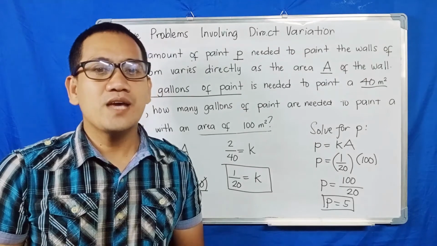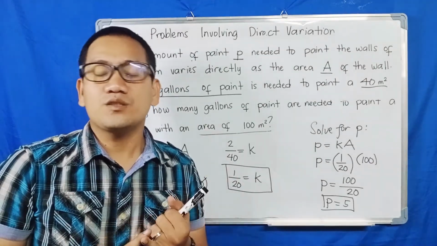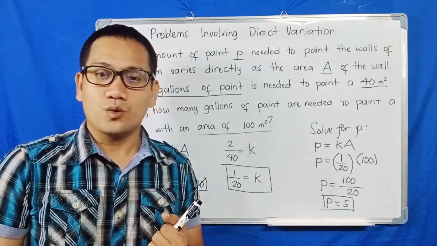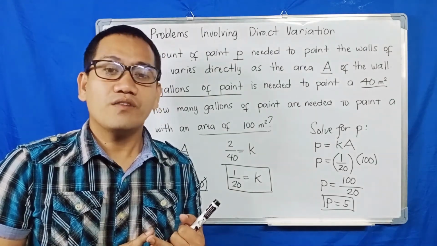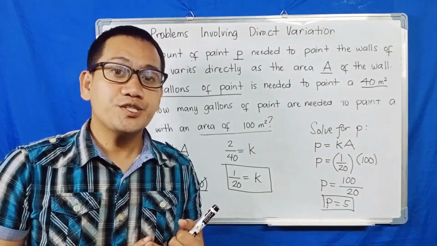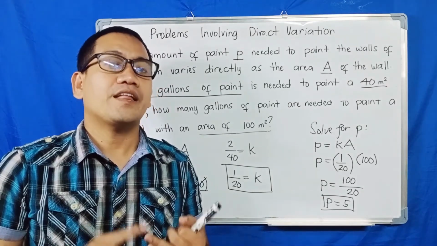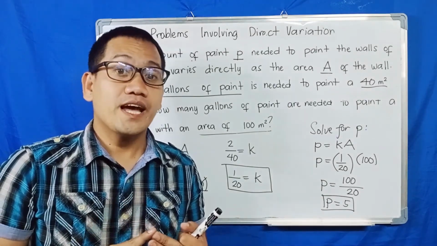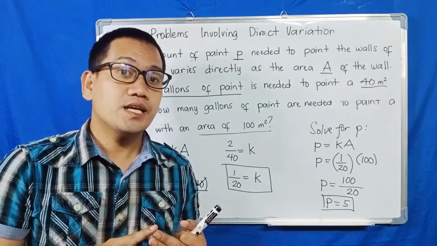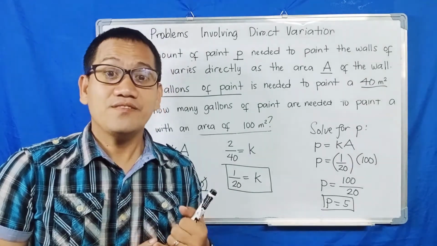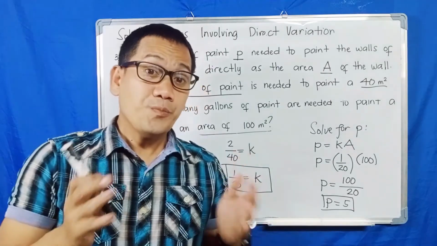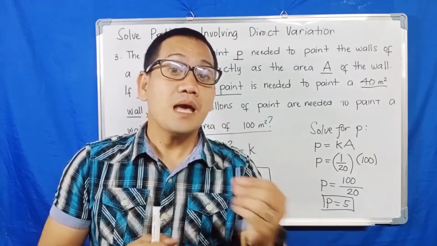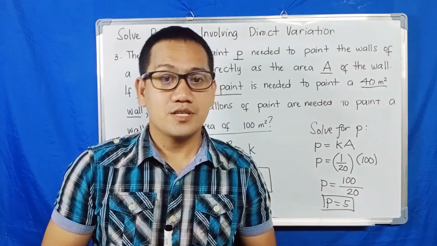So remember the steps we had? First, we will try to translate our statement into equation. Second, solve for the constant of variation using the first set of given. And third, solve for the unknown variable using the second set of our given together with the constant of variation. Hope you understand this concept and can be applied in your problem solving.